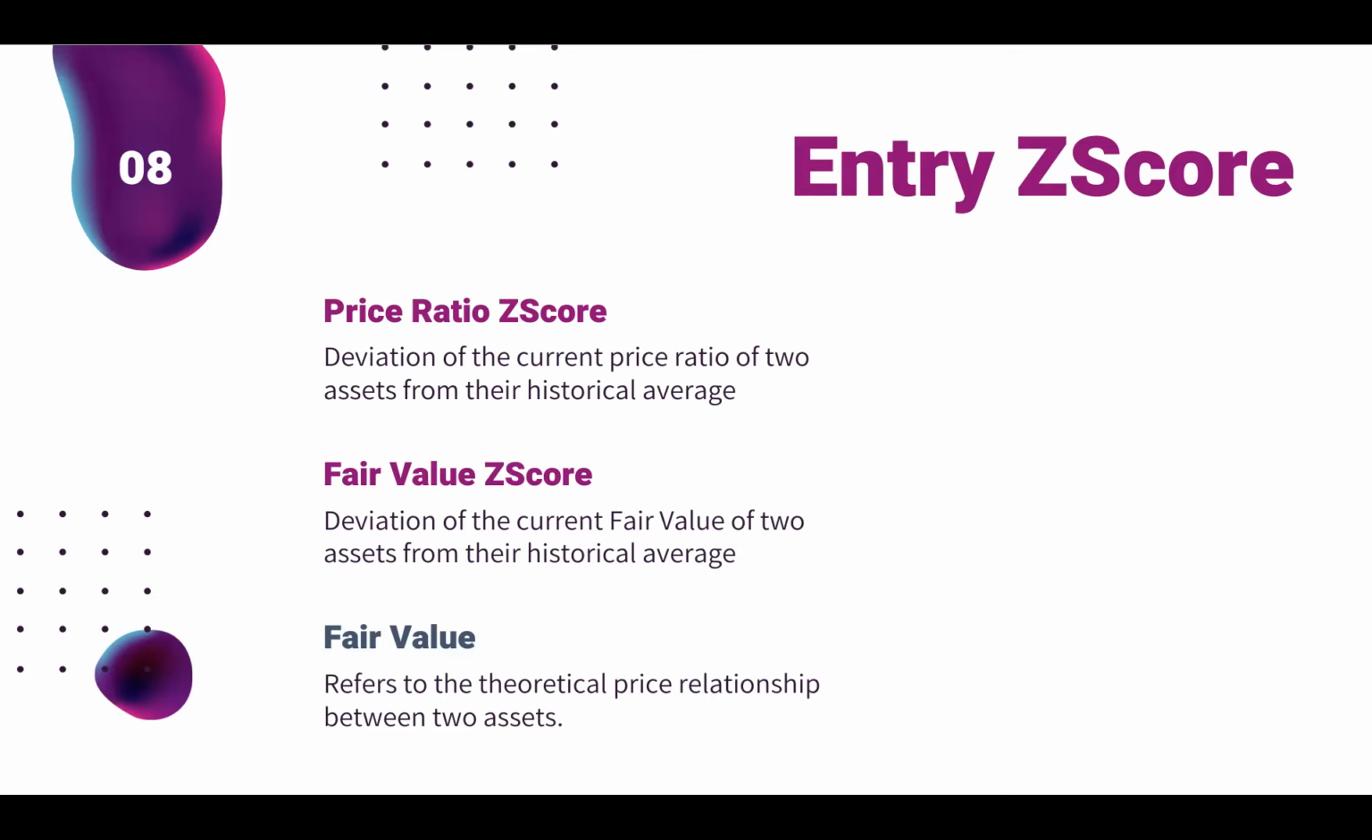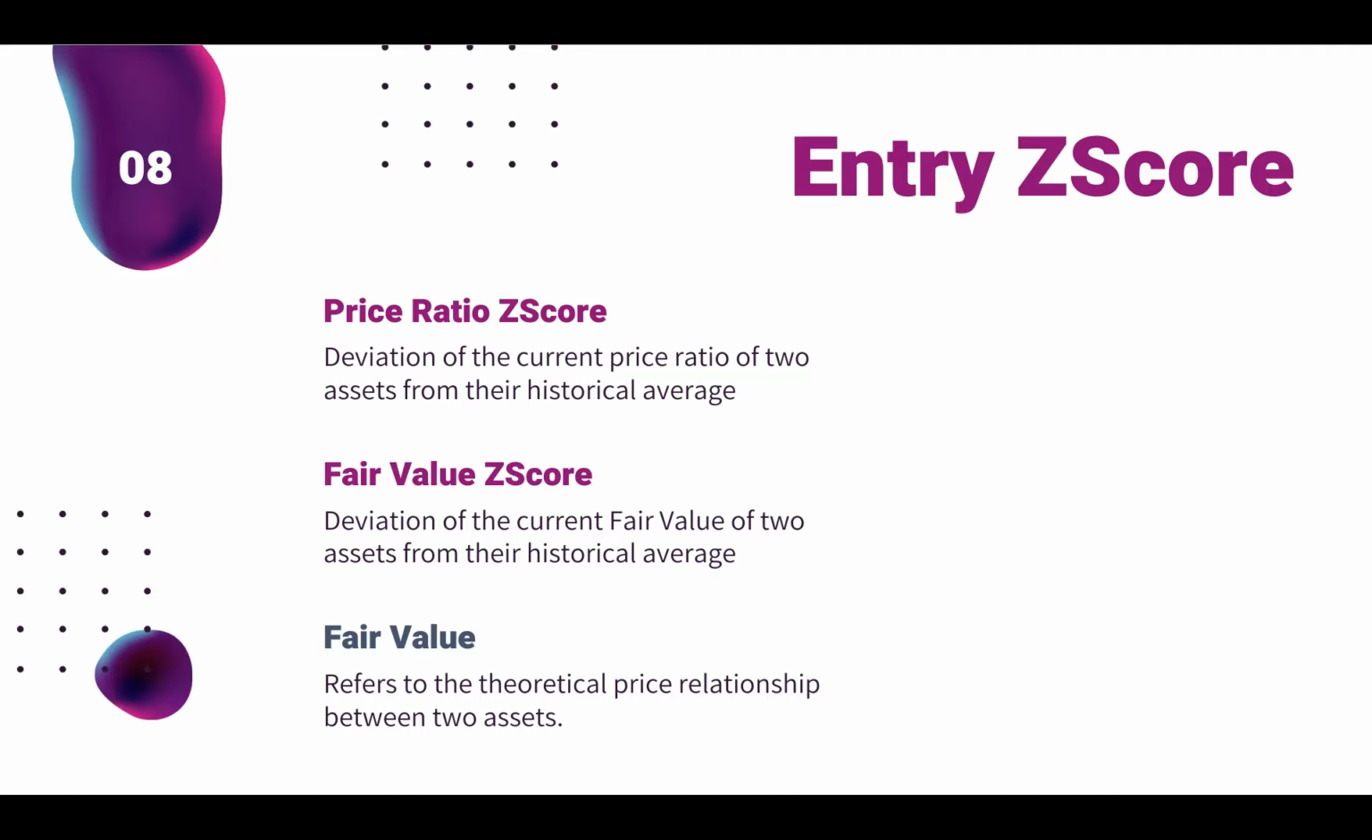And earlier we used to enter only through the price ratio z-score. So the z-score was calculated on the price ratio, and based on the levels we used to take the trade. Similarly, now we can do it with the fair value also. When I say fair value z-score, what is fair value? It is like a theoretical price between the two assets.